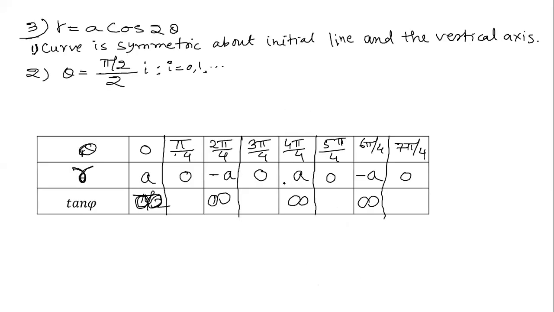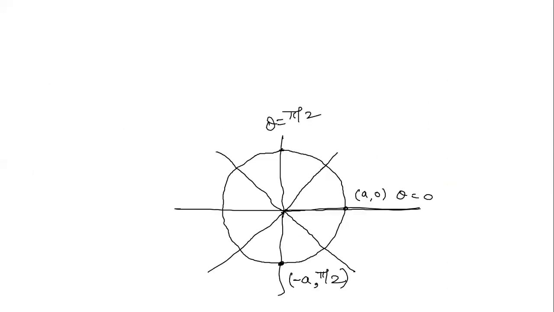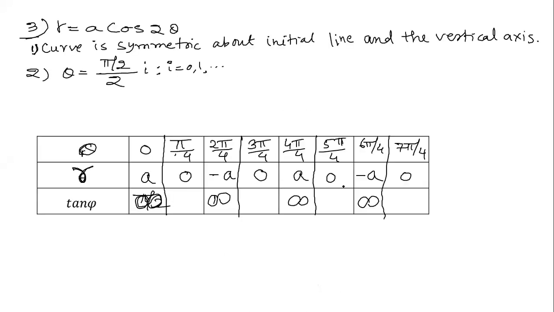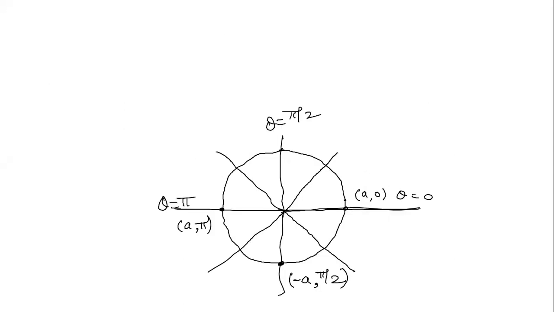After that, theta equal to pi, r equal to a. This is the line theta equal to pi, and r is equal to a. So this is the point a and pi.